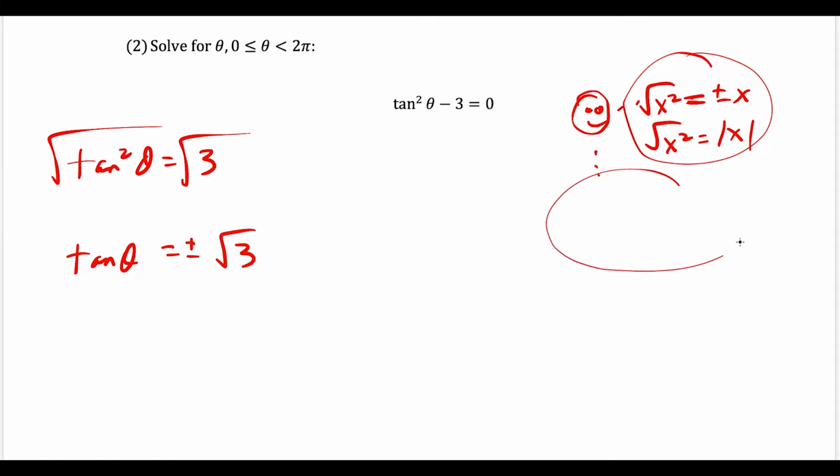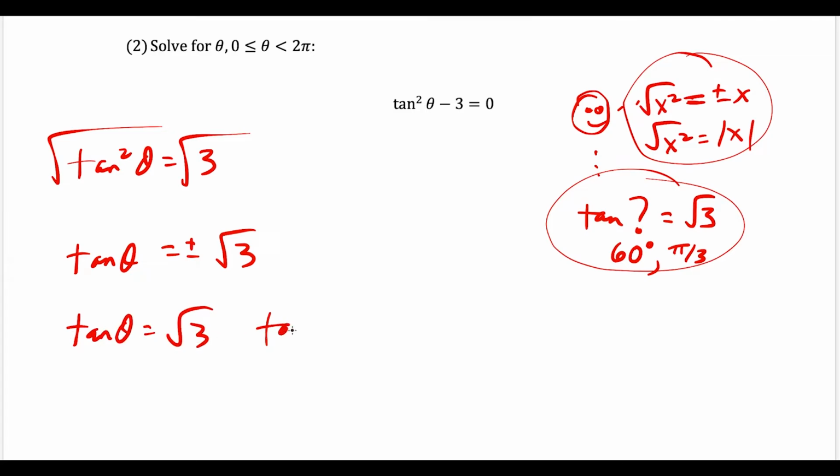So then the next thing I think about is, when is tangent equal to square root 3? And the mystery angle would be 60 degrees. So 60 degrees, but we're going to write our answer in radians. That corresponds to pi over 3 radians. So what I think about here now is we have two equations. We have tangent theta equals square root 3, and we have tangent theta equals negative square root 3.